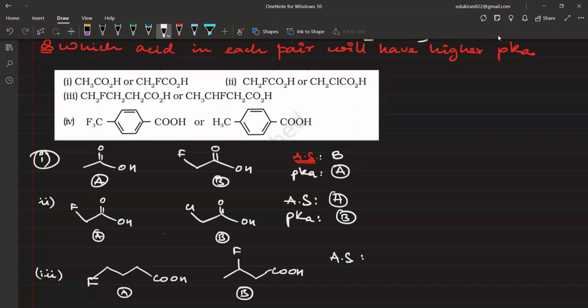यहाँ पे बहुत लोगों को कंफ्यूजन हो सकता है. Both of them are having fluorine, okay, but in A structure fluorine is 1, 2, 3, 4 carbon away from carboxylic acid, and in B it is only 3 carbon away. So if fluorine is nearer, then the acidic strength will be higher. So acidic strength will be greater of B, because fluorine is near to the carboxylic acid and it can pull the electron more effectively. And pK will be of A.